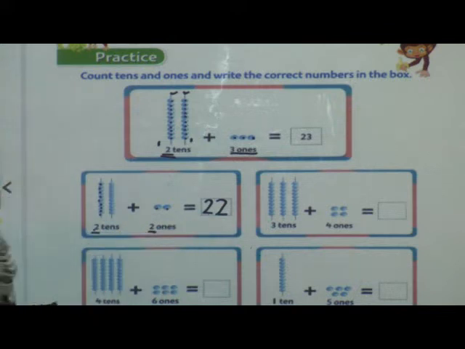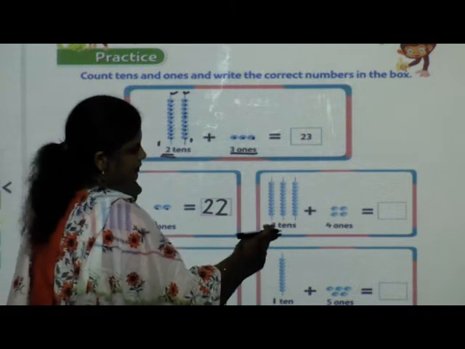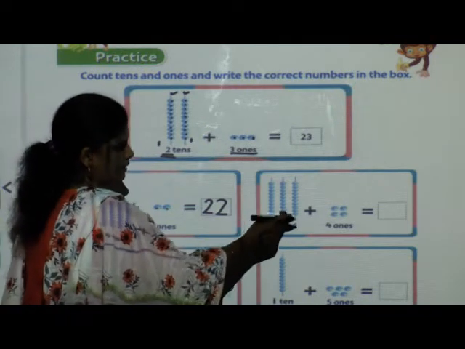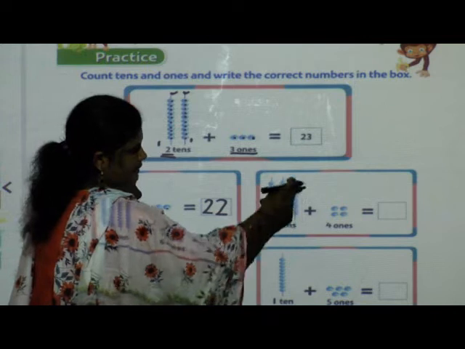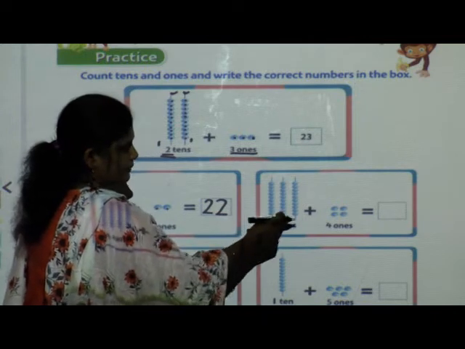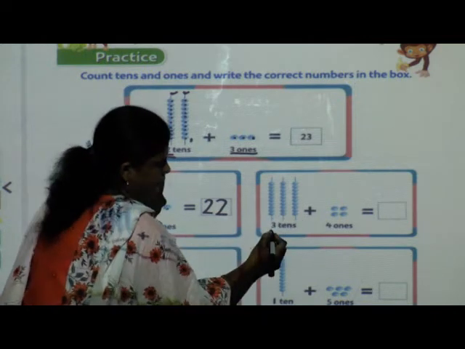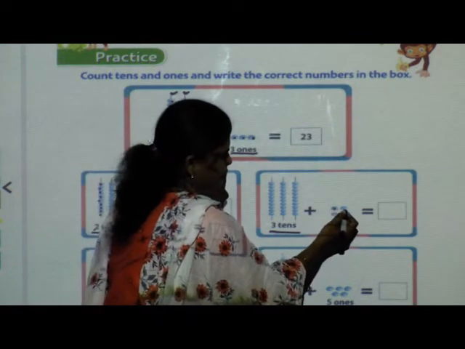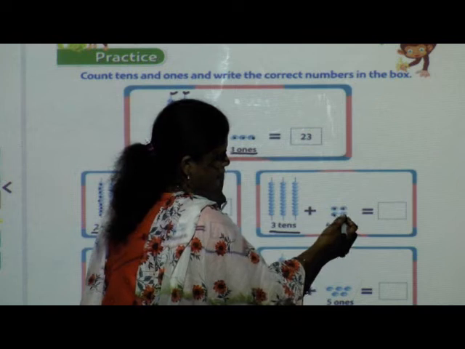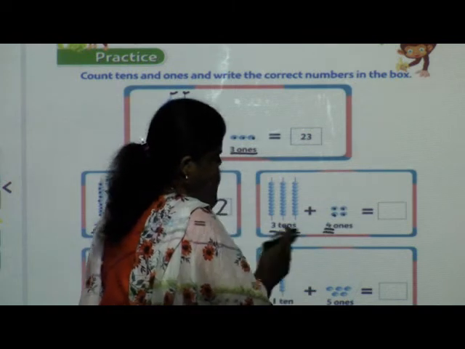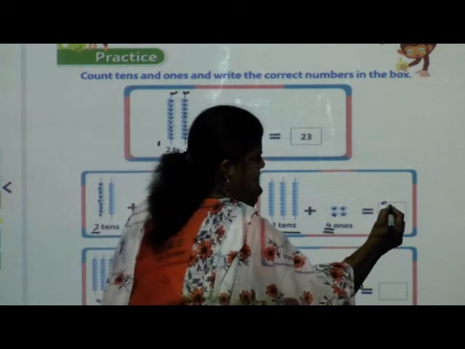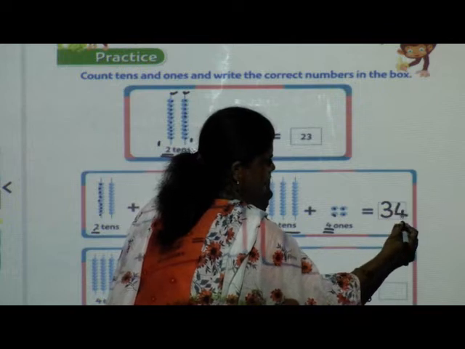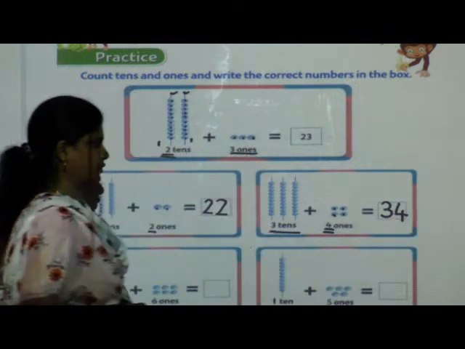Now next, in 1 bundle how many? 10. Second bundle 10 and this 10. So 10, 20, 30. So 3 tens. And here ones, 1 one, 2 ones, 3 ones, 4 ones. So 4 ones. So 3 tens, 4 ones. So 3 4, 34.